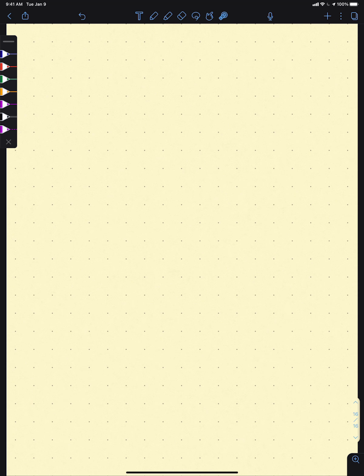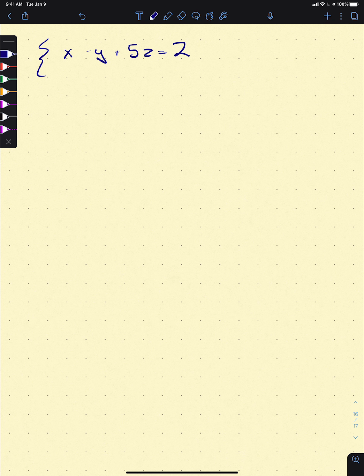So essentially what we now have is a system of 2 equations and 3 variables. We have x minus y plus 5z equals 2. And then our second equation is 3y minus 6z equals 6. Okay, but what I am going to do right here is multiply this whole row by 1 over 3, right? That's going to give us y minus 2z equals 2, right?